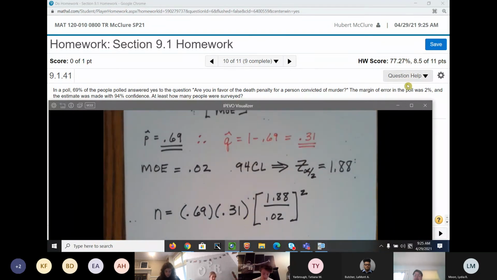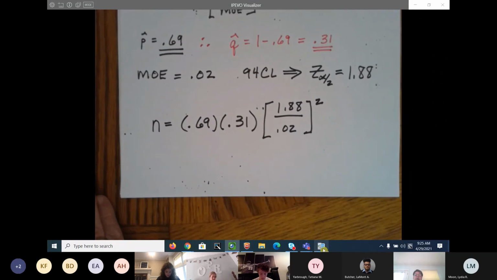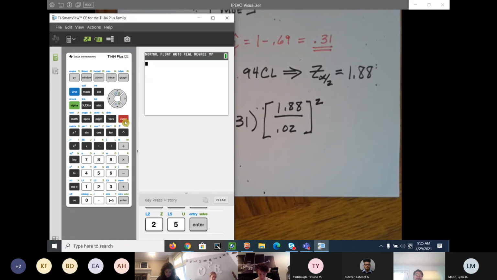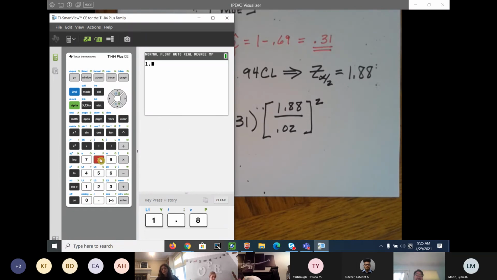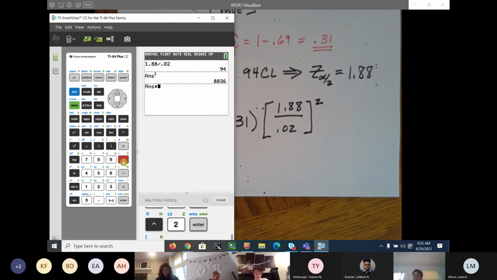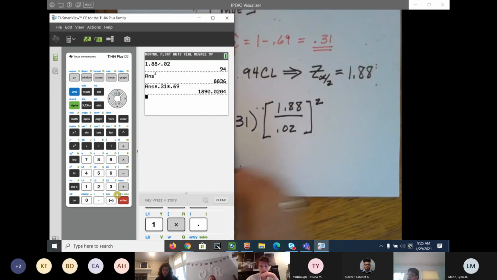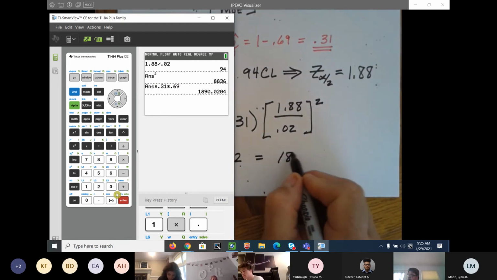And we're going to take our handy dandy calculator out and clear. 1.88 divided by 0.02, raised to the second power, times 0.31 times 0.69. 1890.02, which is 1891.